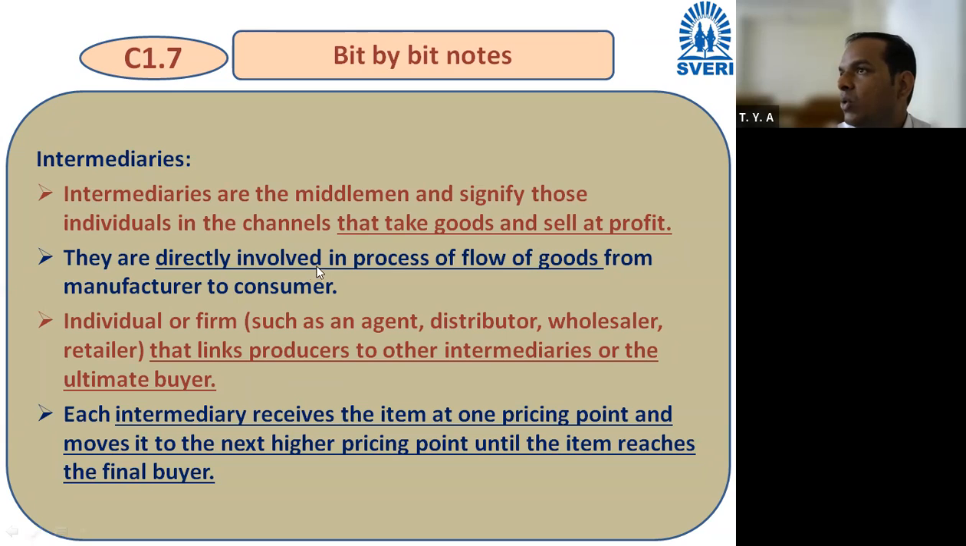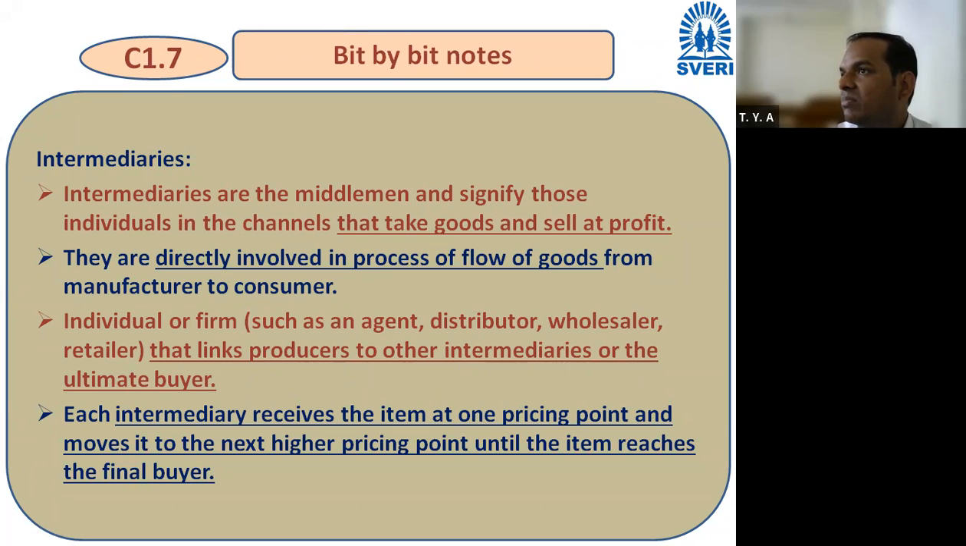They are directly involved in the process of flow of the goods from manufacturer to consumer. What do middlemen intermediaries do? They just take the product and send it elsewhere. Individuals or firms such as agent, distributor, wholesaler, retailer that link the producer to the other intermediaries or the ultimate buyer.